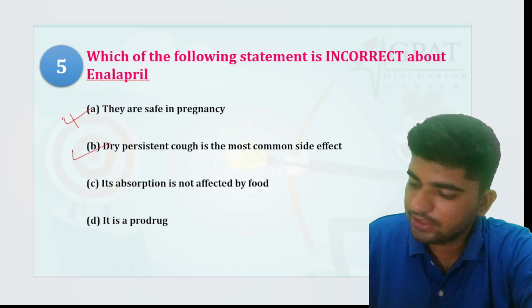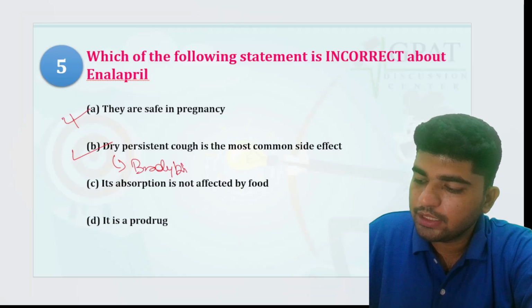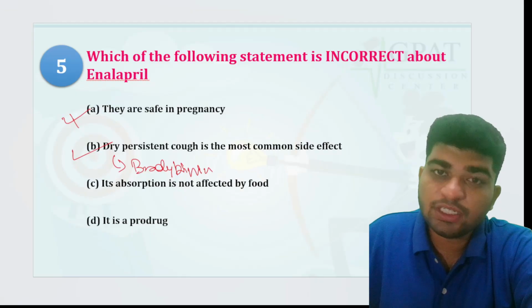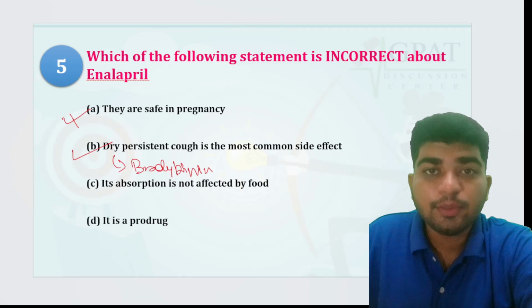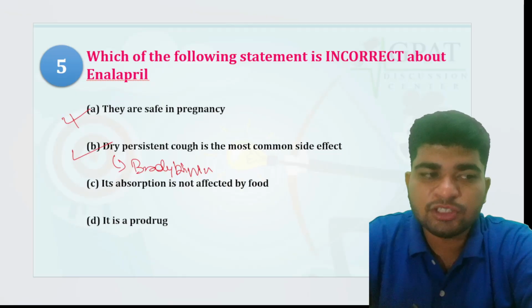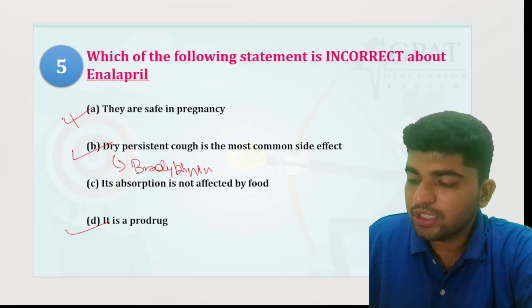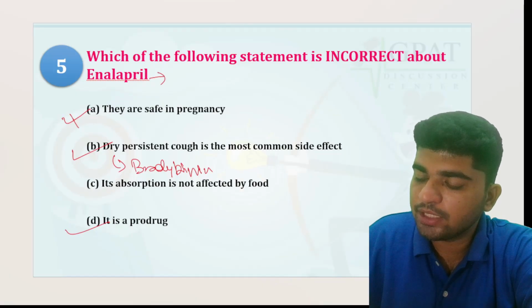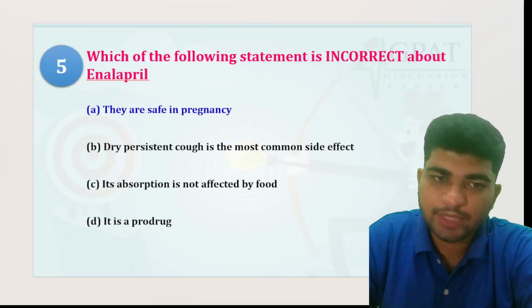Persistent cough is the most common side effect. Yes, because of bradykinin. Bradykinin is responsible for the dry cough. Its absorption is not affected by food. Yes, these drugs which come under the ACE inhibitors are not affected by food. It is a prodrug. Yes, because enalapril has a metabolite, that is enalaprilate.